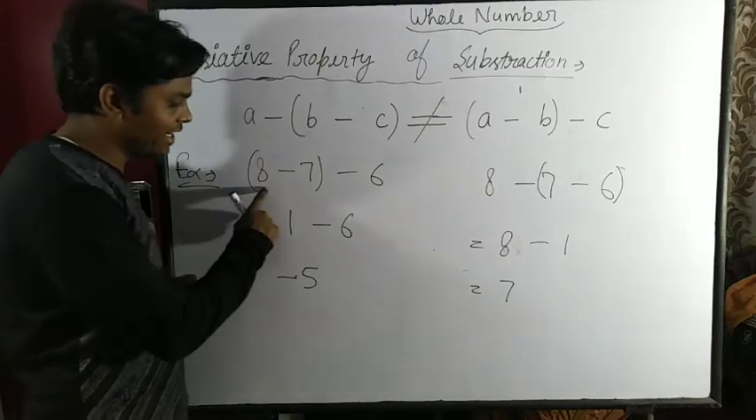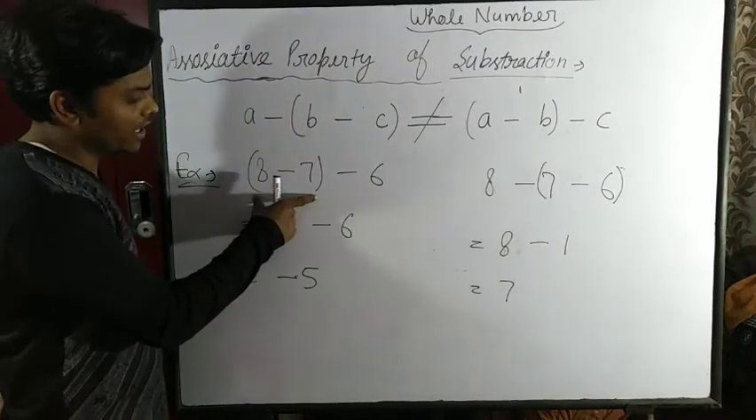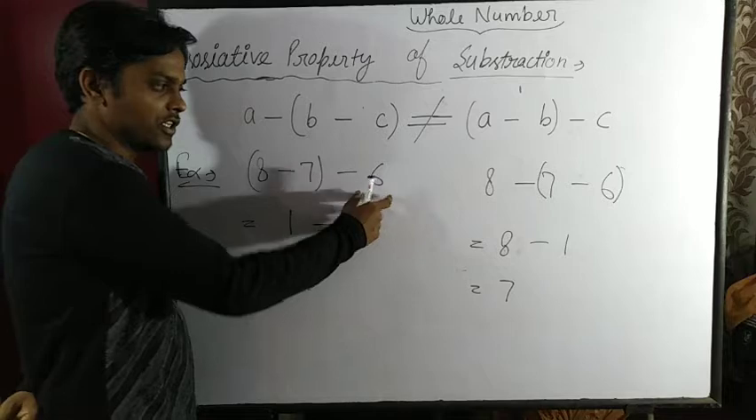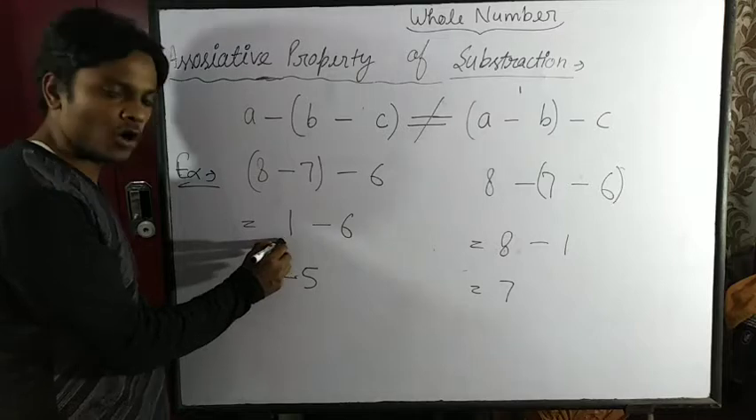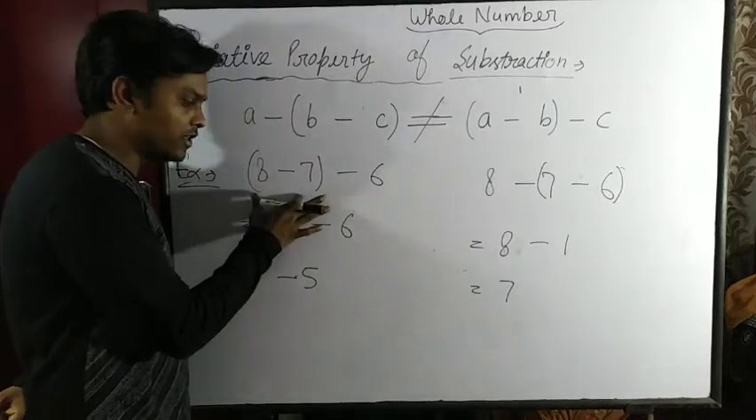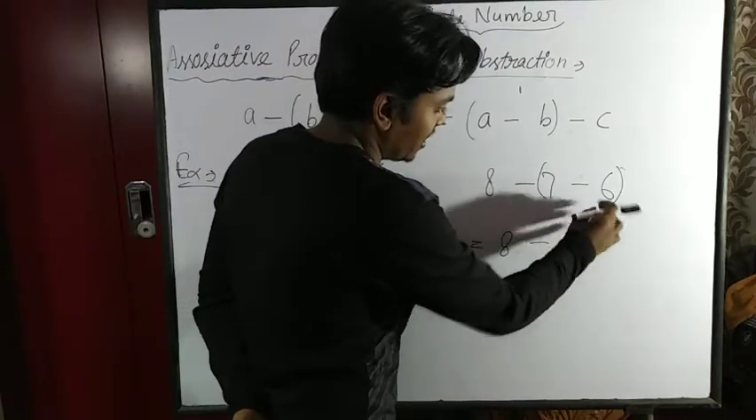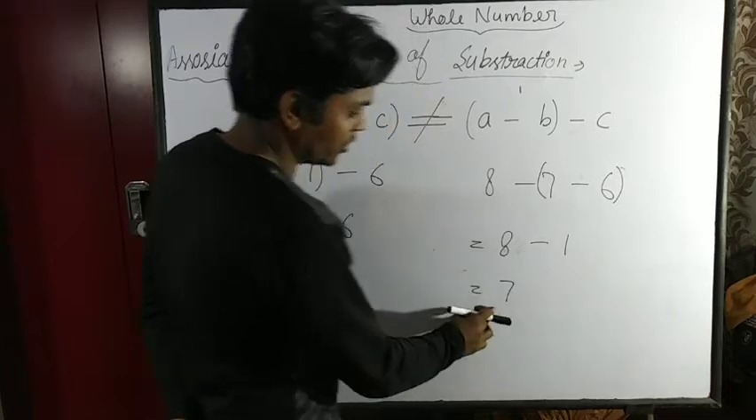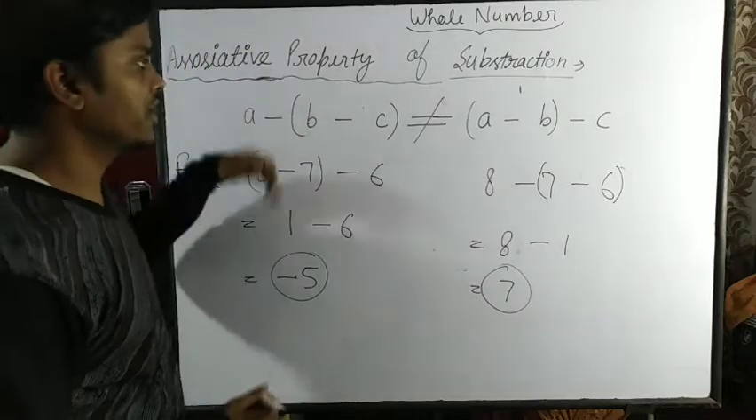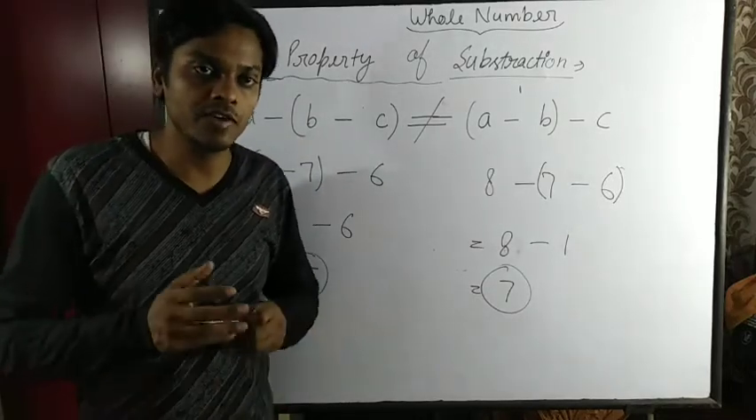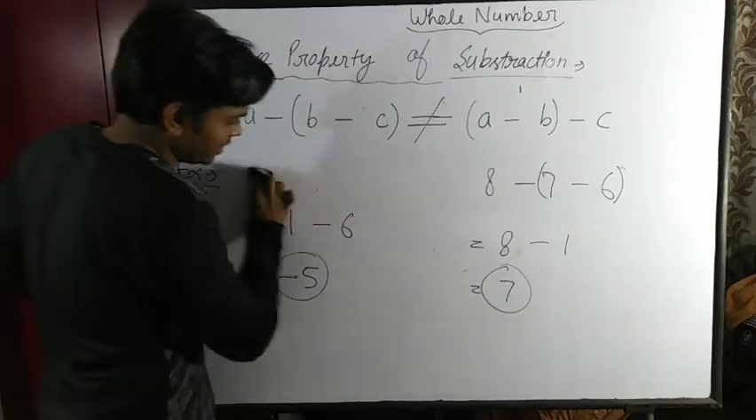See, we have three whole numbers 8, 7 and 6. If we group 8, 7 with 6, and 7, 6 with 8, what will be the result? 8 minus 7 is 1. According to the BODMAS rule, we first solve the bracket. 1 minus 6 is equal to minus 5. And for 8 minus (7 minus 6): 7 minus 6 is 1, and 8 minus 1 is equal to 7. We are getting different results. That means subtraction is not associative. Now we will go through another example.